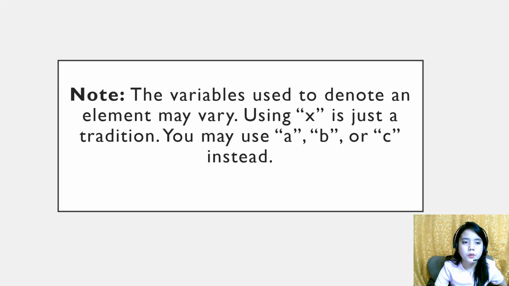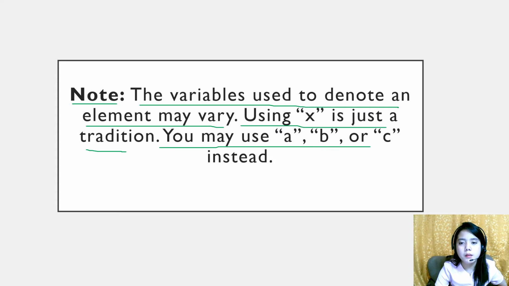Okay. So, we have to take note, the variables used to denote an element may vary. Using X is just a tradition. You may use A, B, or C instead. So, it is not always X. You can also use A, B, C, or any letter in the alphabet. Okay? Just remember that if it is an element, it is a small letter.